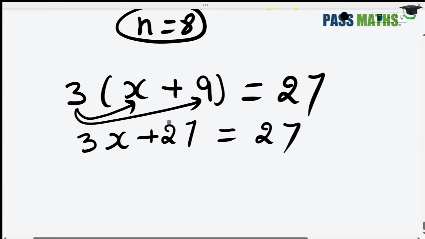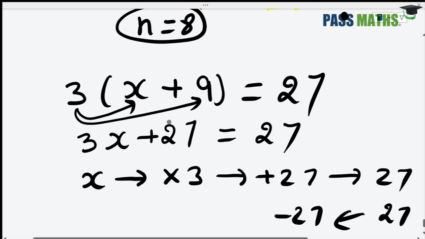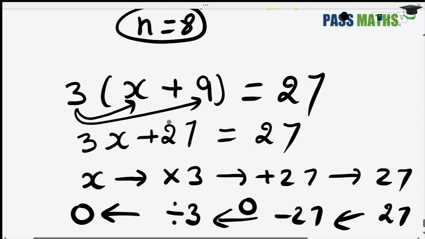Now, how much will be my x? Let's try method 1 first. We start with x times by 3. Add 27 is 27. We start with 27. Take away 27, which will be 0. 0 divided by 3 is 0. So x will be 0 here.